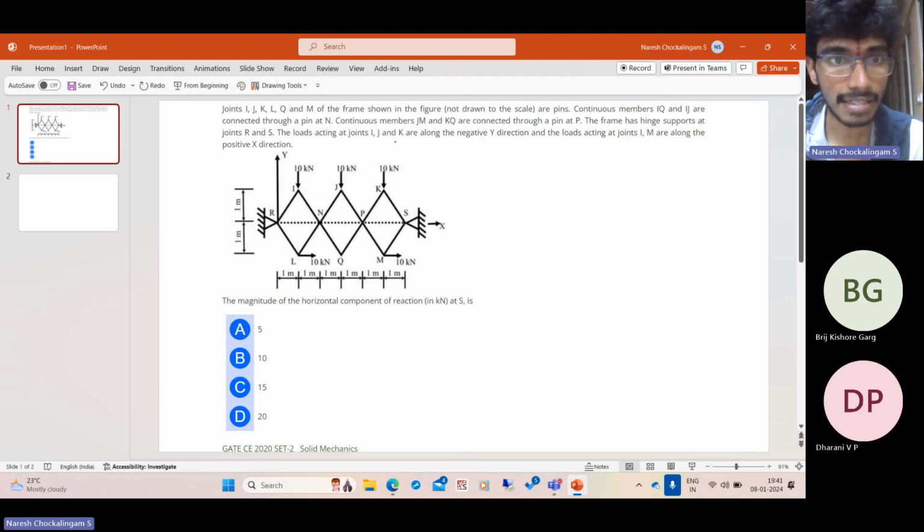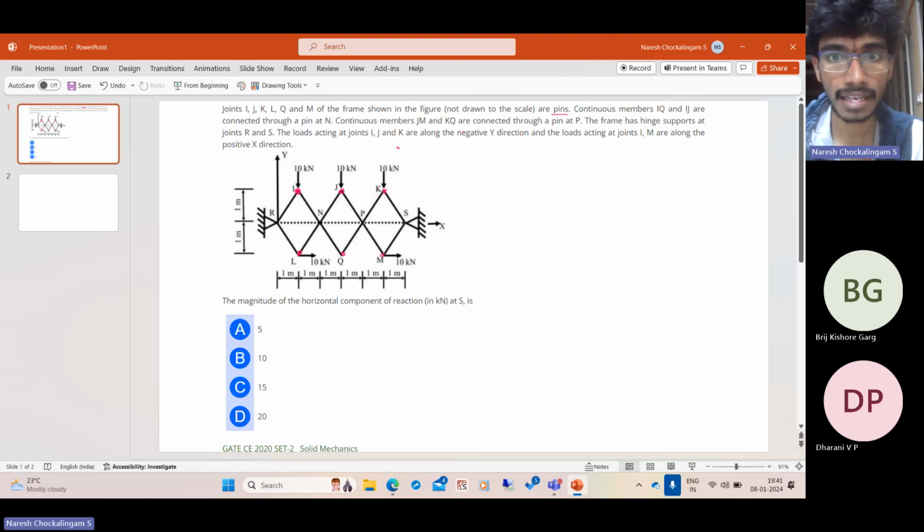So joints I, J, K, L, Q, and M of the given frame are pin connected. So these joints, let me put a pin in these joints. So I, J, K, L, Q, M, they are all pin connected, and so we should be very careful. These are pin connected, which means the members framing at that joint are connected by pins. They are free to rotate about that.